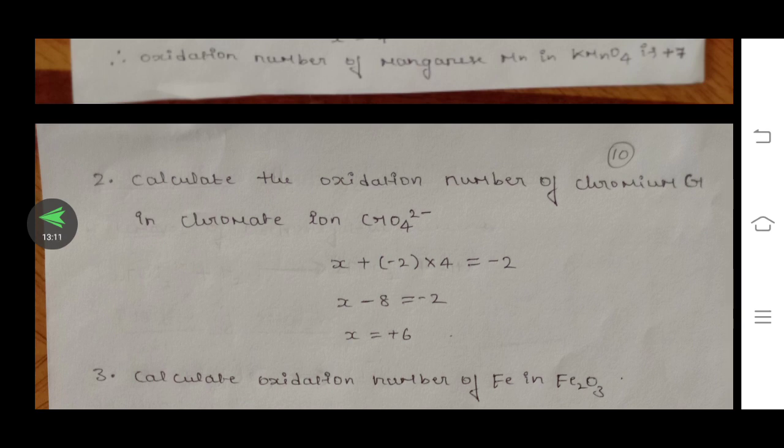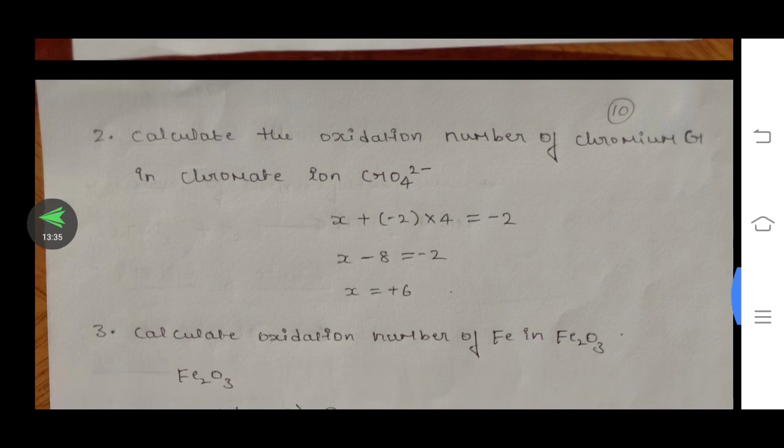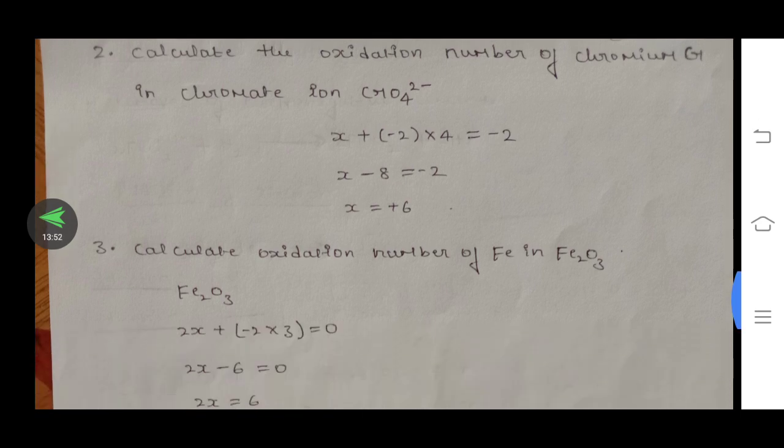Now second example, calculate the oxidation number of chromium, Cr, in the chromate ion CrO4 2-. See, Cr you have to calculate, right? That one you have to take as X. So X plus the oxidation number of oxygen, -2, into how many oxygen present? 4 oxygen present. So -2 into 4 is equal to -2. Why is this equal to -2? Because a 2 minus charge is present on that ion. Now x minus 8 equal to -2. So x is equal to +6.